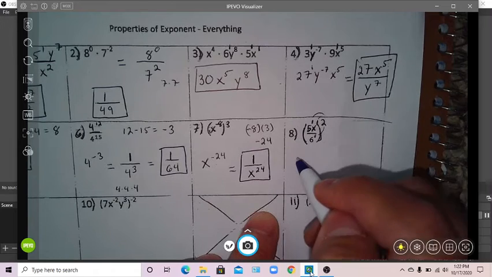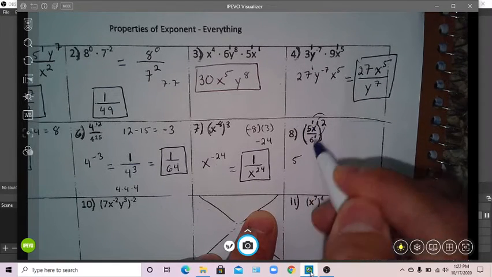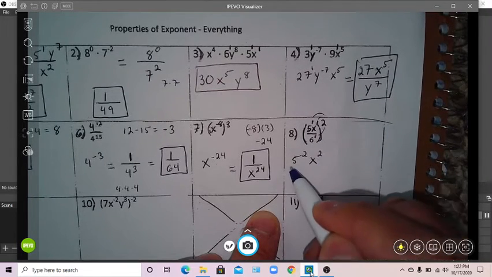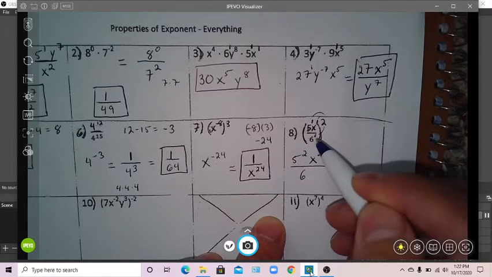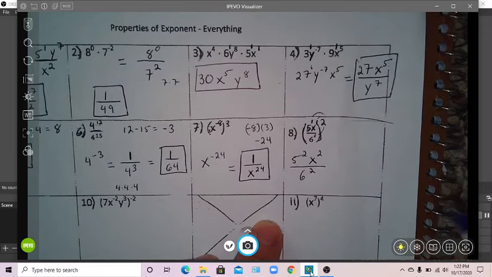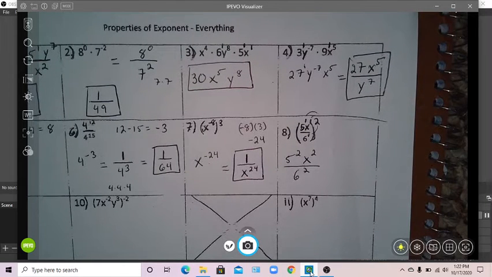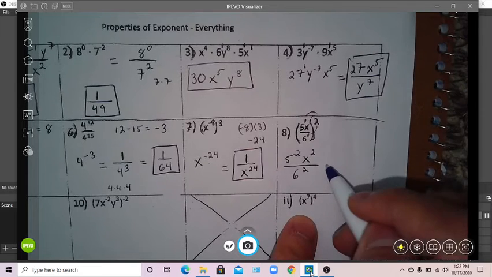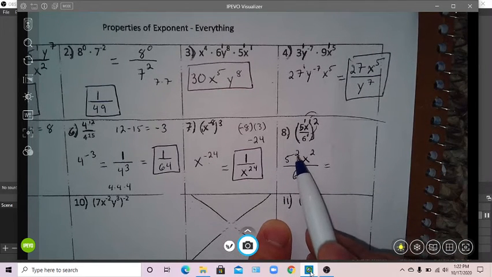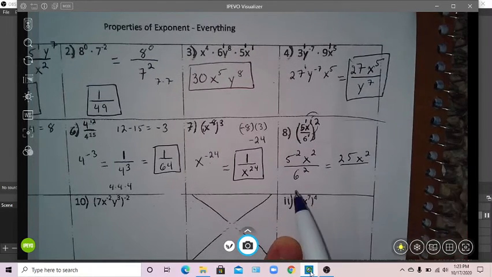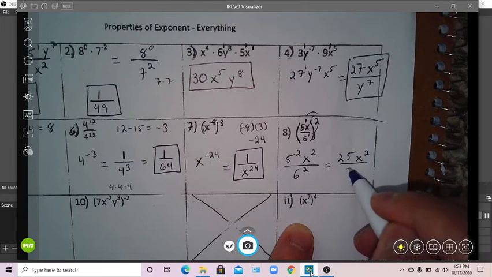So for the 5, the exponent is 1. 1 times 2 is 2. For the x, the exponent is 1. 1 times 2 is 2. And then for the 6, the exponent is 1. So 1 times 2 is 2. Anything that doesn't have an exponent, write an exponent of 1, and then you got to multiply that 2 in, because all those exponents of 1 are being taken to another power of 2. Now I just have to simplify. 5 squared, that's 5 times 5, that's 25. And then x squared. This 6 squared, this is 6 times 6. So this is 36.